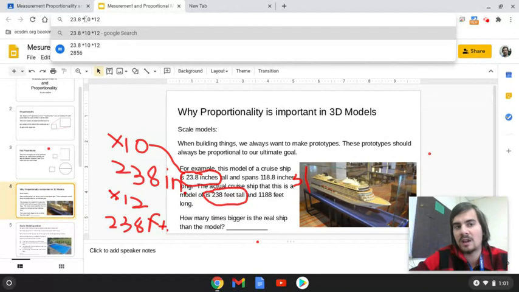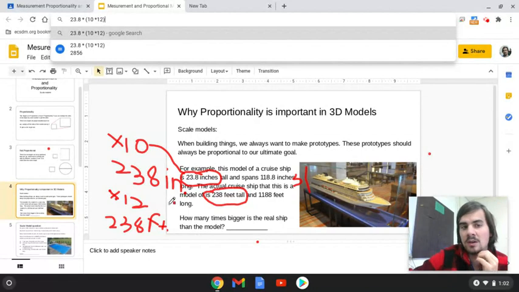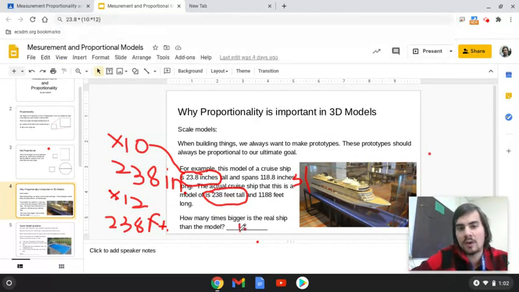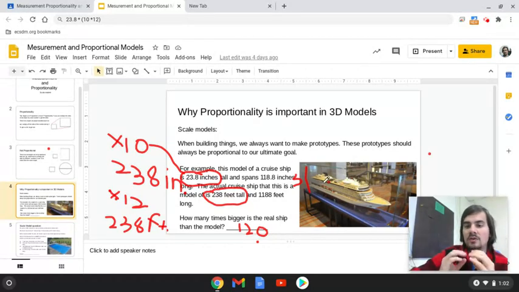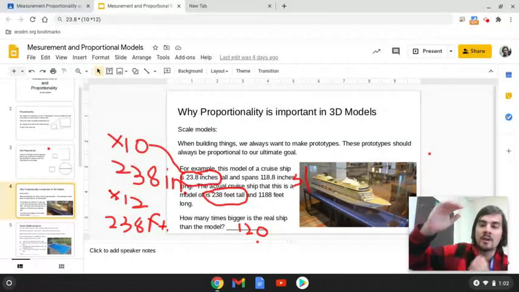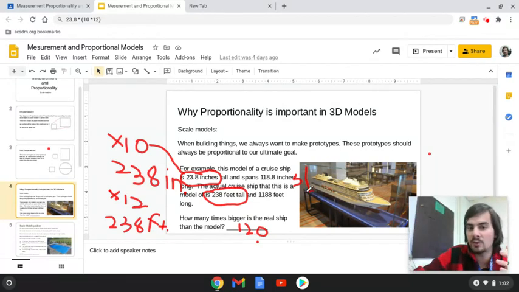But we could do multiplication in any order. So before we did this times 10, but if you look at it like this, where you're doing the 10 by 12 first, you see that what we're actually doing is we're making this model 120 times bigger, because 10 times 12 is 120. So this model is a 120th scale model of the actual boat. If it was 120 times longer, 120 times taller, and 120 times wider, this would be an actual yacht. But it's not, it's just a scale model.